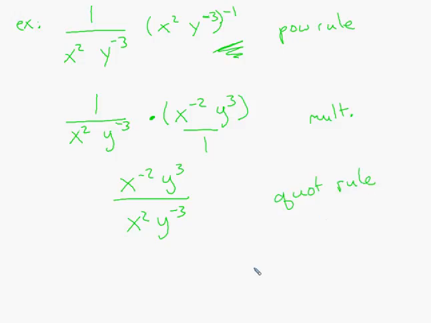So what do I do with my exponents? You switching. I subtract them. I don't switch them. I subtract them. So negative 2 minus how much? 2. Y to the third minus what? Negative 3. That's a negative 3. We need to watch our signs. So that gives me negative 4. And this gives me y to the what? 6.